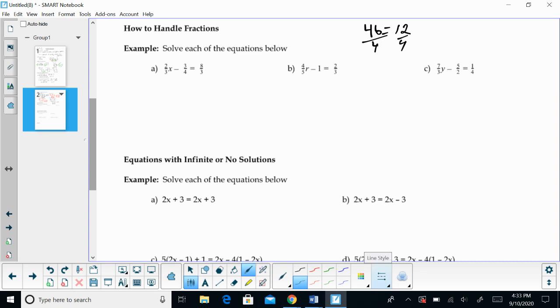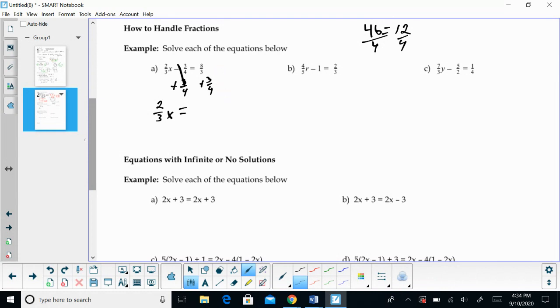All right, now we're going to do some more problems, but this time there are some fractions in there. I'm going to show you how you can do this by hand. Okay, so if this was just a -3 here in example A, we would add 3. So we're going to do that same thing, except we're going to add 3/4. Now, these would cancel, and I would have 2/3 x equals whatever 8/3 plus 3/4 is.